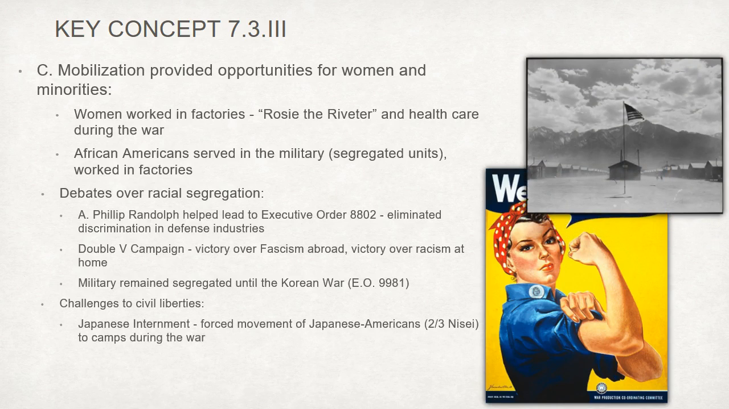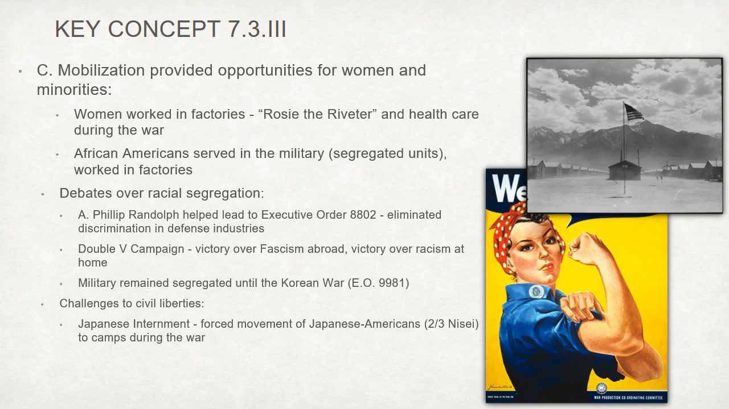And so we also see challenges to civil liberties during the war. We saw this in World War I with the Espionage and Sedition Acts of 1917 and 1918. We see this in World War II with the internment of Japanese Americans. Over 140,000 Japanese Americans, two-thirds of them Nisei, I'm not quite sure how to say that word, but two-thirds of them born in America. These are not naturalized American citizens, people who were born in Japan and immigrate here. These are Japanese Americans who are born here.